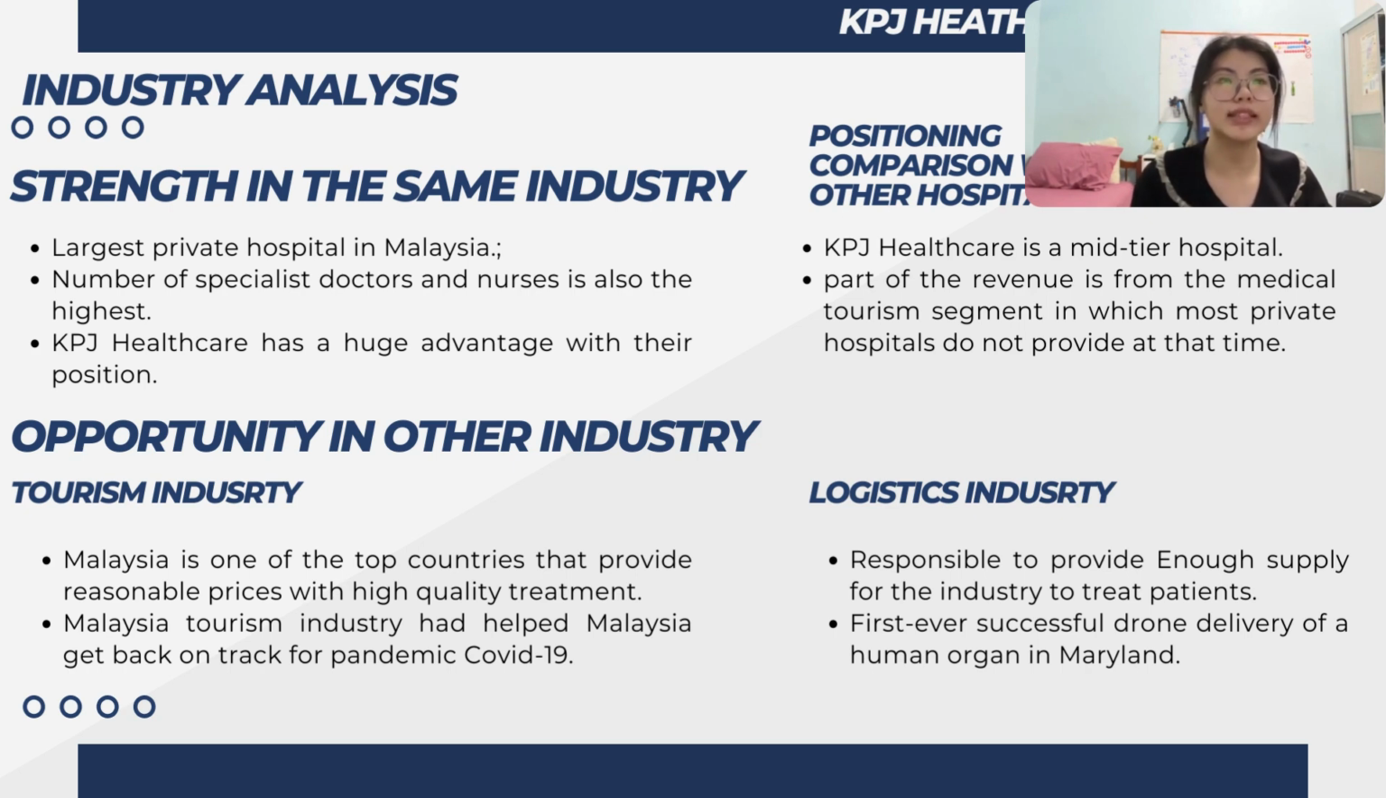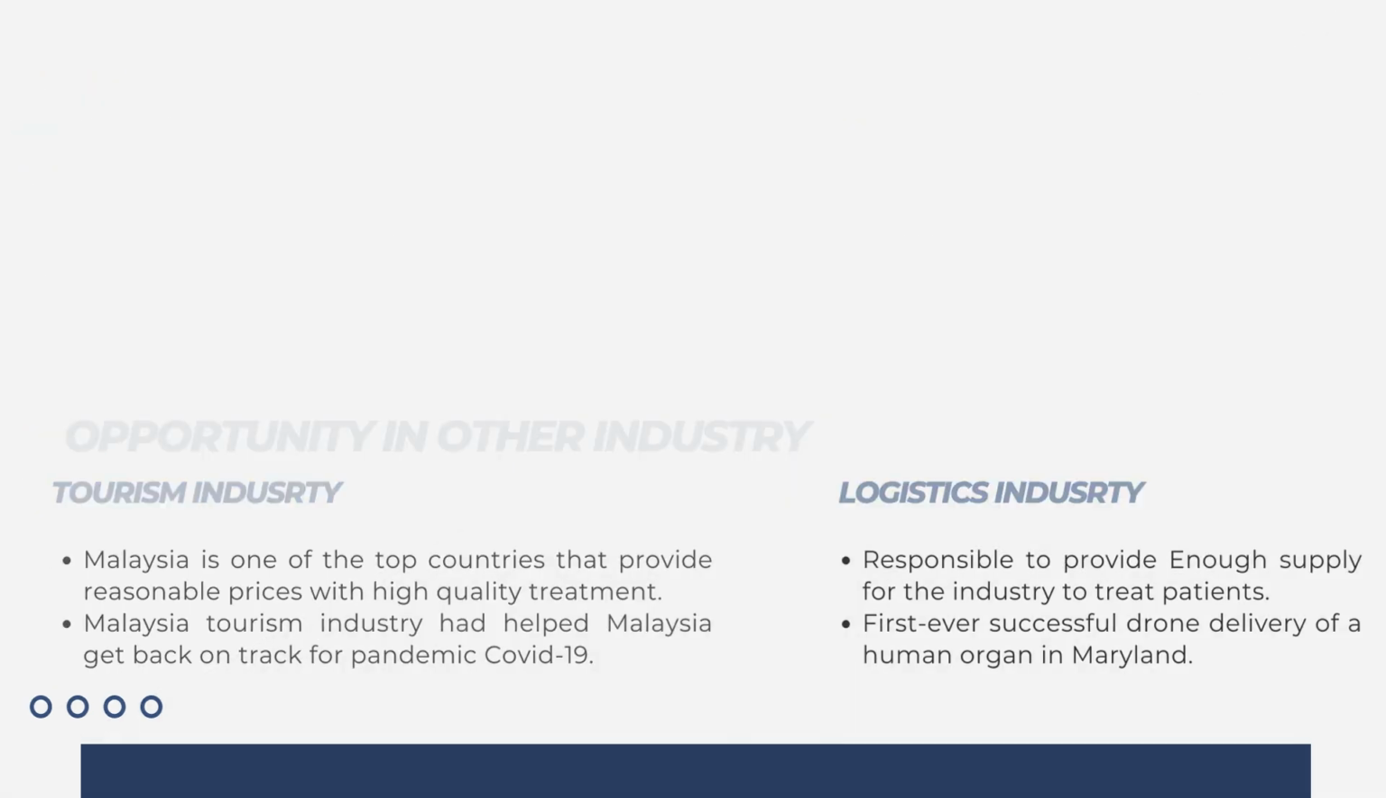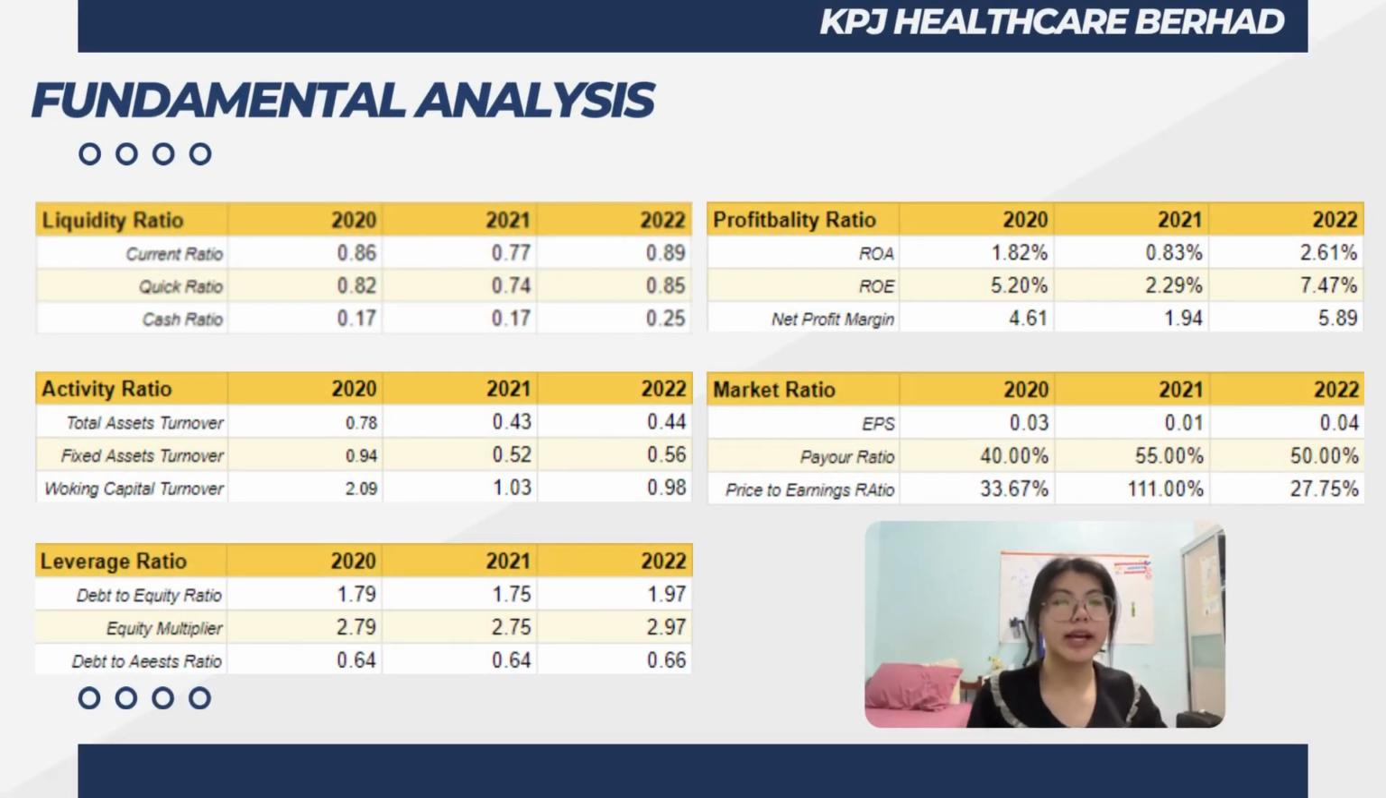As for the logistics industry, it is responsible for providing enough supply for the industry to treat patients. As for fundamental ratios, there are 5 ratios, which are liquidity, activity, leverage, profitability, and market ratio. Most of the ratios decreased in 2021 due to the COVID-19 pandemic, but recovered in 2022. But the working capital turnover experienced a downward trend from 2020 to 2022, and the payout ratio increased in 2021 but decreased in 2022.